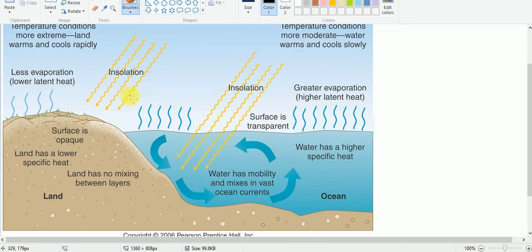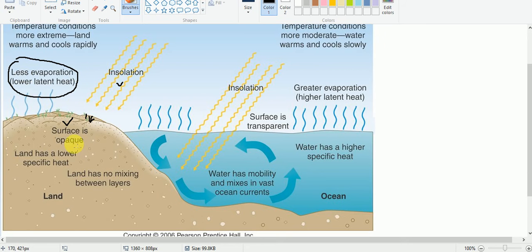See, over the land, the surface is opaque. Number one, surface is opaque means the sunlight cannot pass through into the soil, and that is why the insolation will be concentrated only in a very thin layer of the surface. So this is the sunlight insolation, and since the land is compact, heat will be confined here. That means it can heat only a very thin layer, only these 15-20 centimeters. Then on the land we have less evaporation.